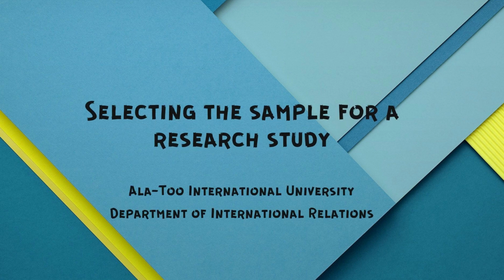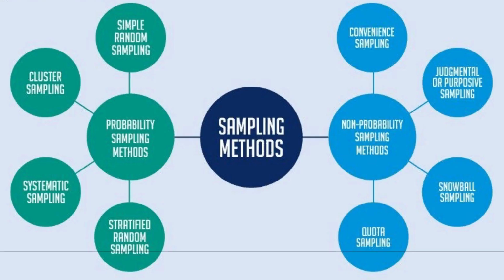Selecting the sample for a research study. When you conduct a research about a group of people, it's rarely possible to collect data from every person in that group. Instead, you select the sample. The sample is the group of individuals who will actually participate in the research. To draw valid conclusions from your results, you have to carefully decide how you will select a sample that is representative of the group as a whole.